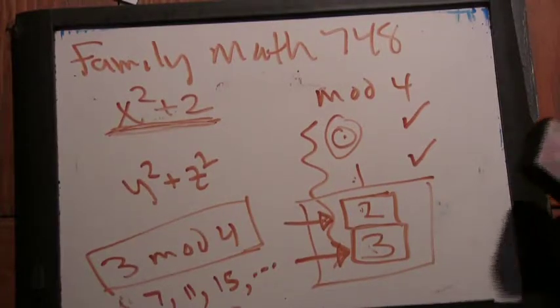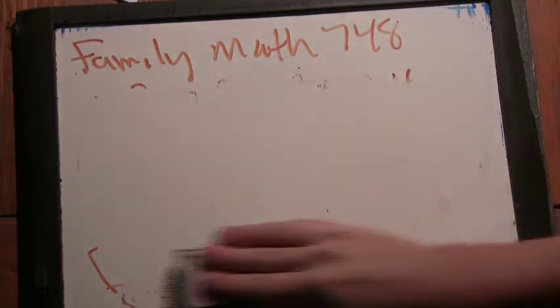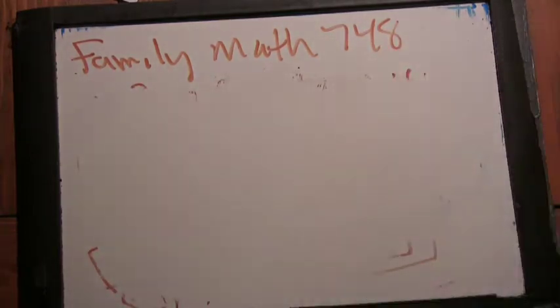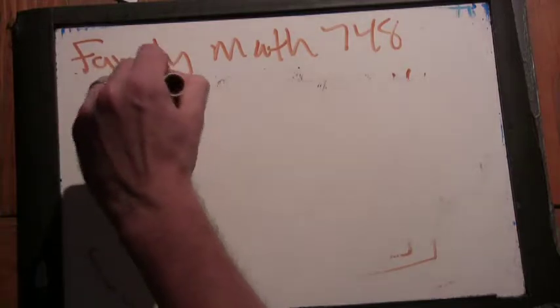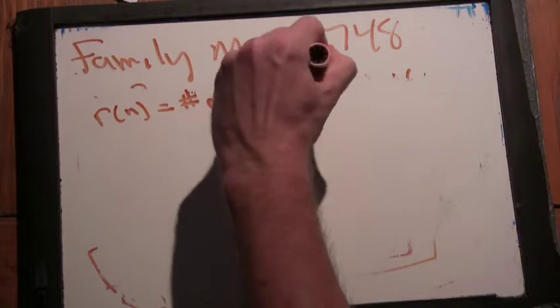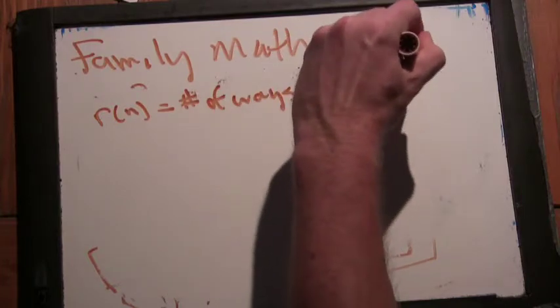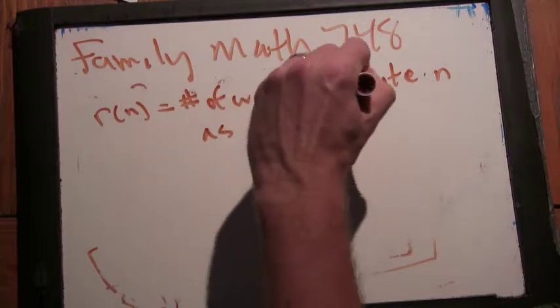So since we got caught up on this other part, I'm going to go through the last part kind of quickly. So what we find is, we'll let R of n equal the number of ways to write n as the sum of squares.